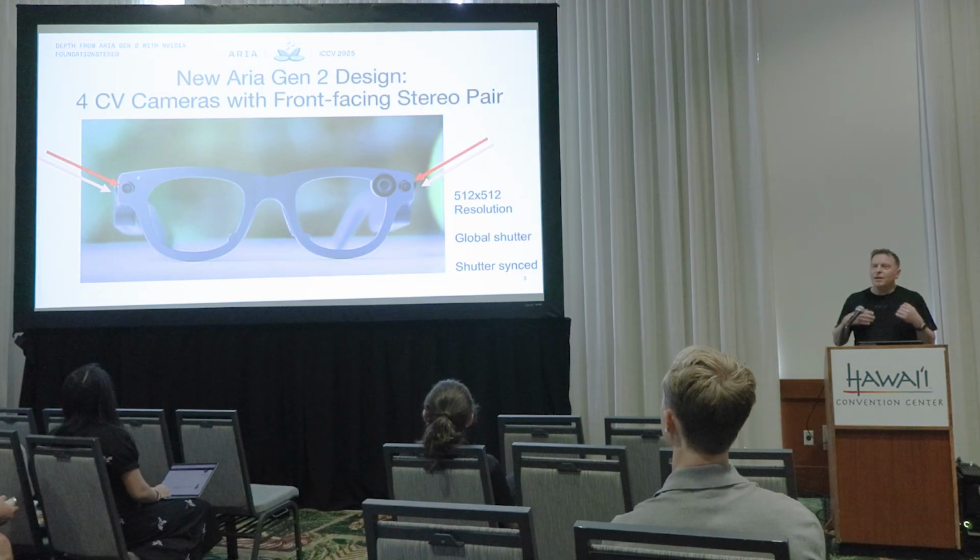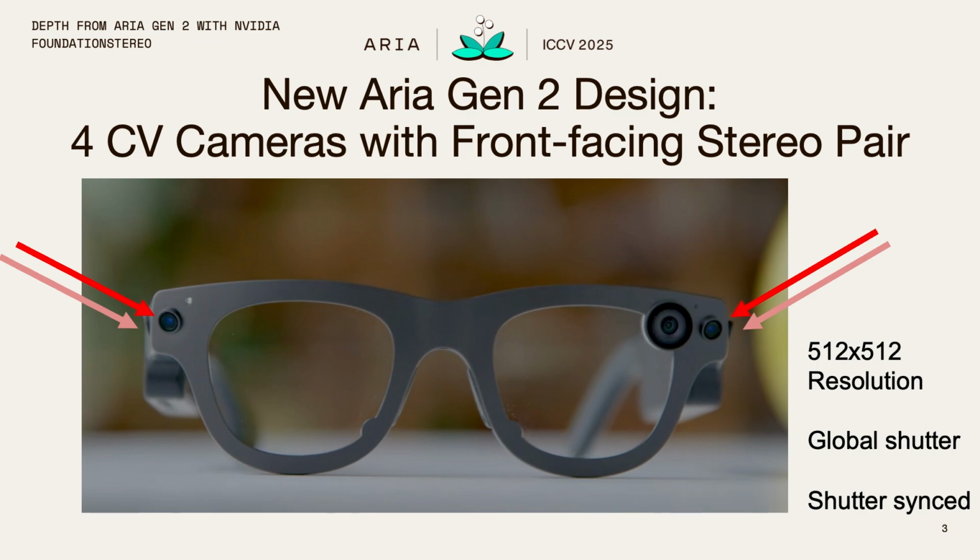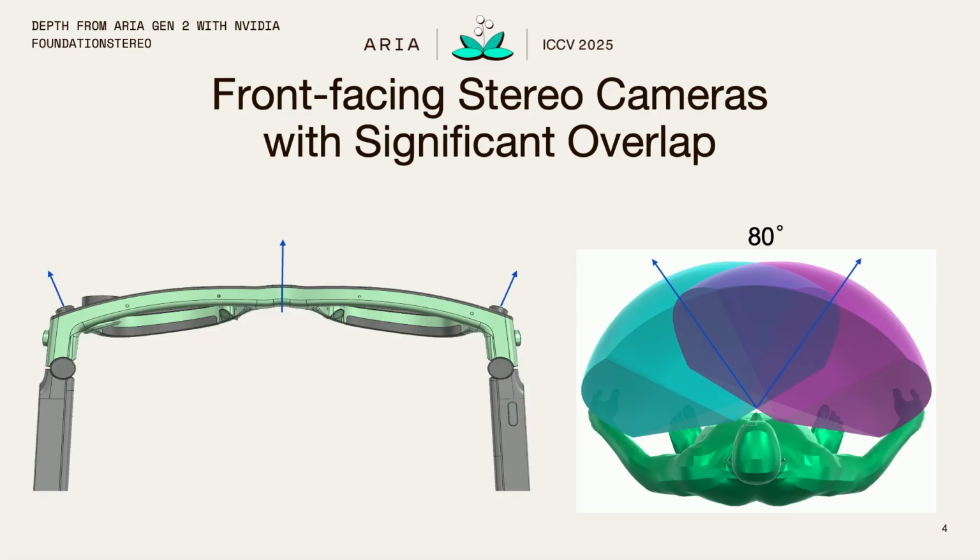The first one is the hardware, the cameras. With the new design that we have for the Generation 2 glasses, we actually added 2 more computer vision cameras. In particular, there's a front-facing stereo pair. These cameras have a resolution of 512 square pixels, a global shutter, and they're tightly synced so that we take pictures at the same time. Most importantly, there's significant overlap. It's about 80 degrees of overlap between the two front-facing cameras, and that's forming the stereo pair that we use for FoundationStereo.